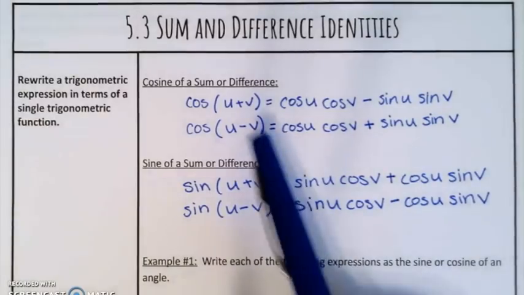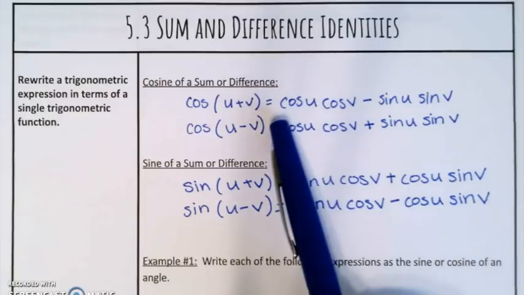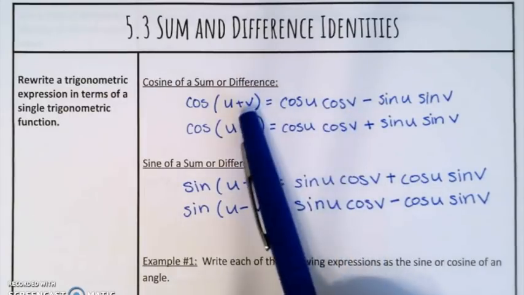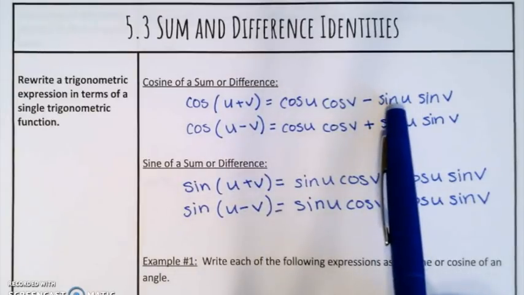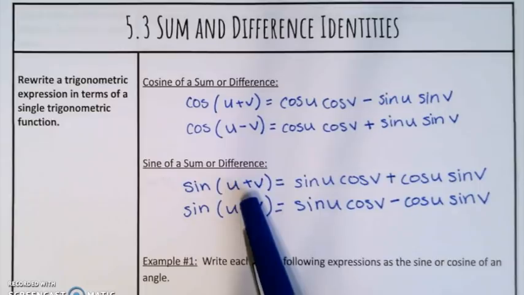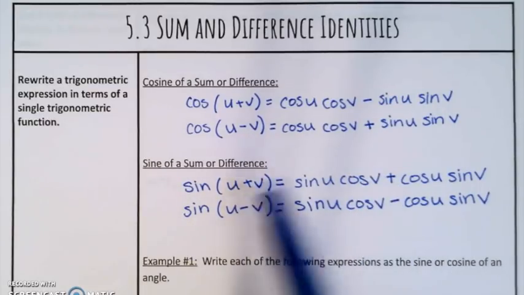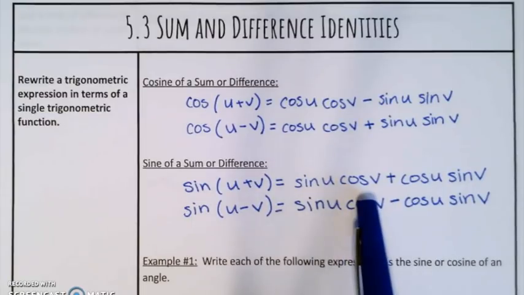So for cosine, we start with the product of cosine of u and cosine of v, but our sign switches from a sum to a difference, right? For sine, the addition stays the same, but our first product is sine of u and cosine of v.